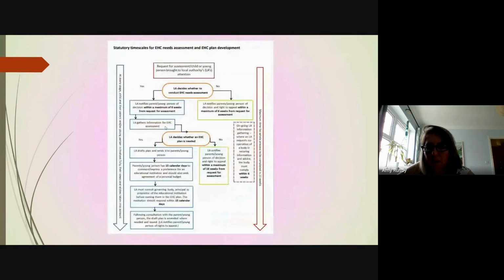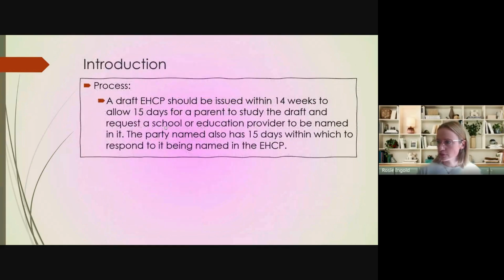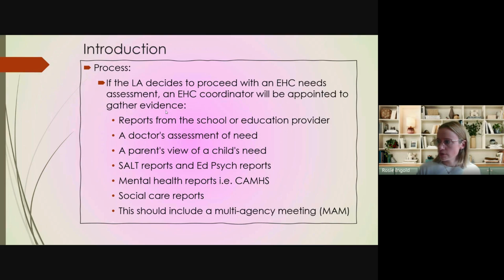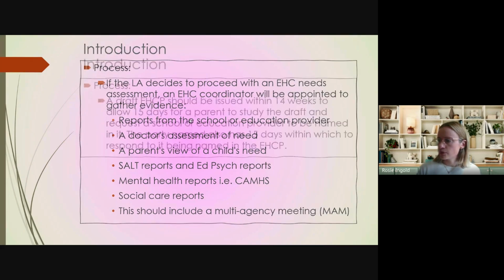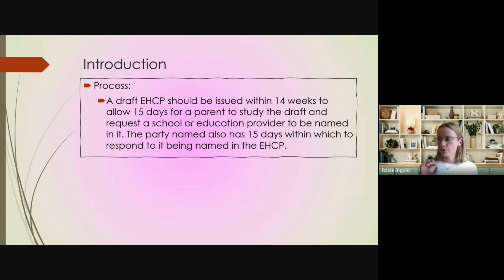Yeah. So let's go back to the start. They've got 14 weeks. The local authority has 14 weeks to provide a draft. So that's the initial period of time that they have to pull together all of the evidence and then put that into the EHCP, which is quite a long time and can feel like a very long time for families when they're waiting.